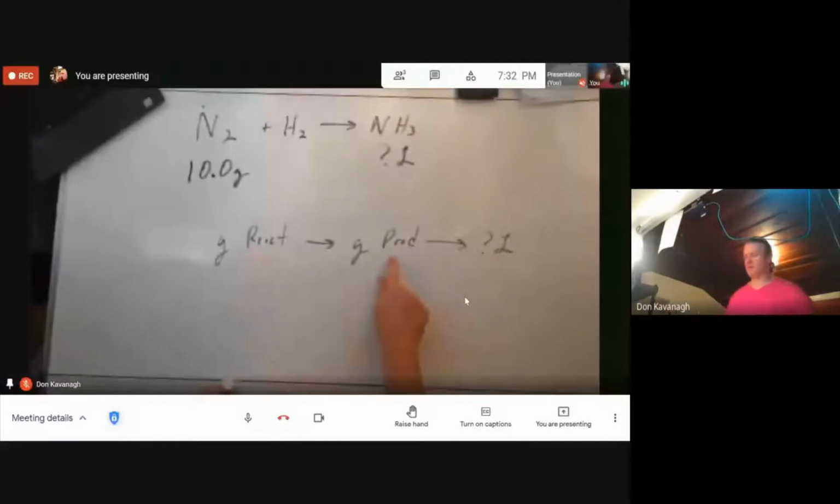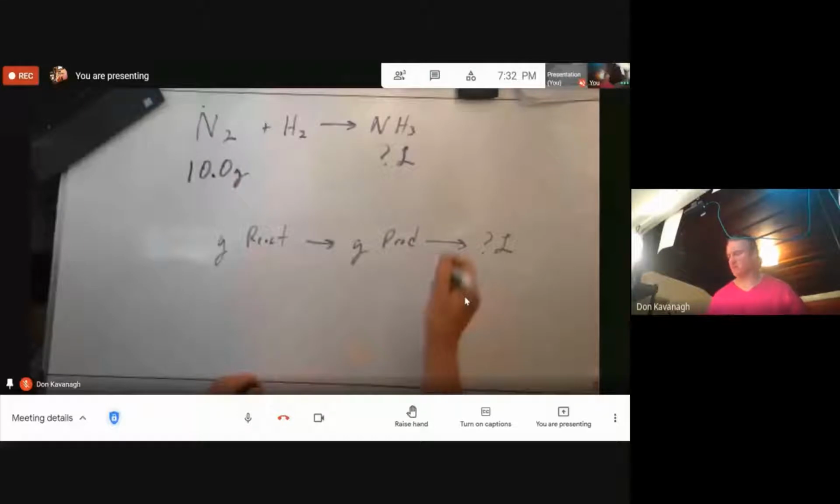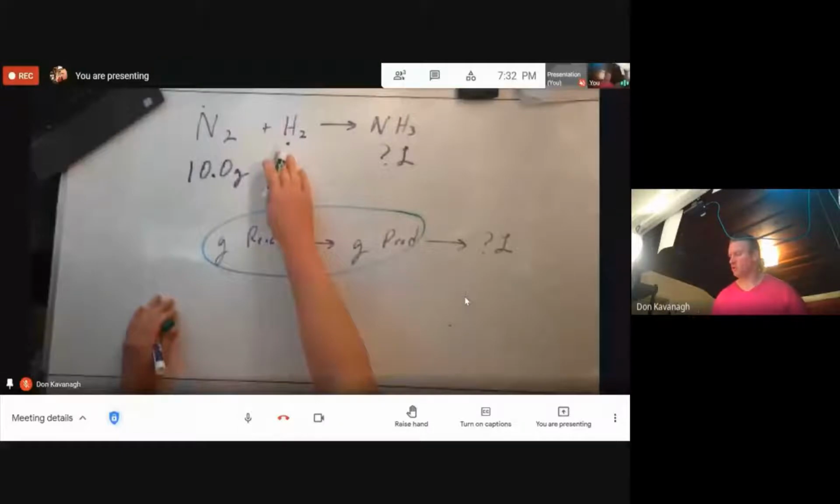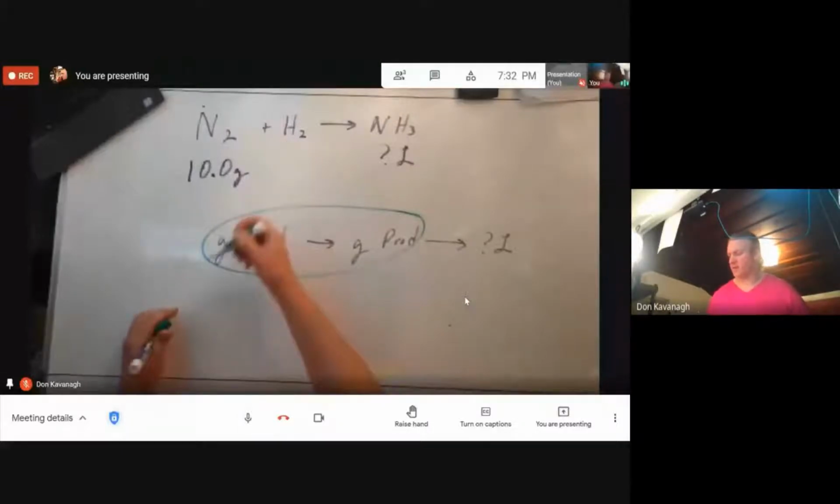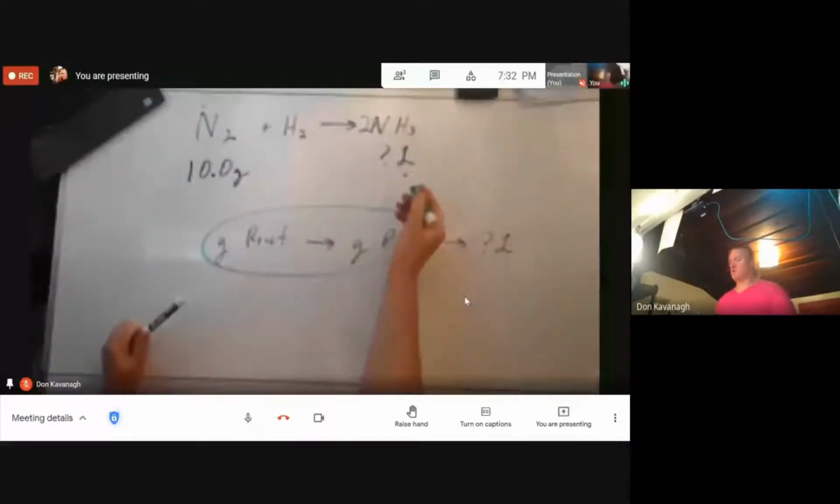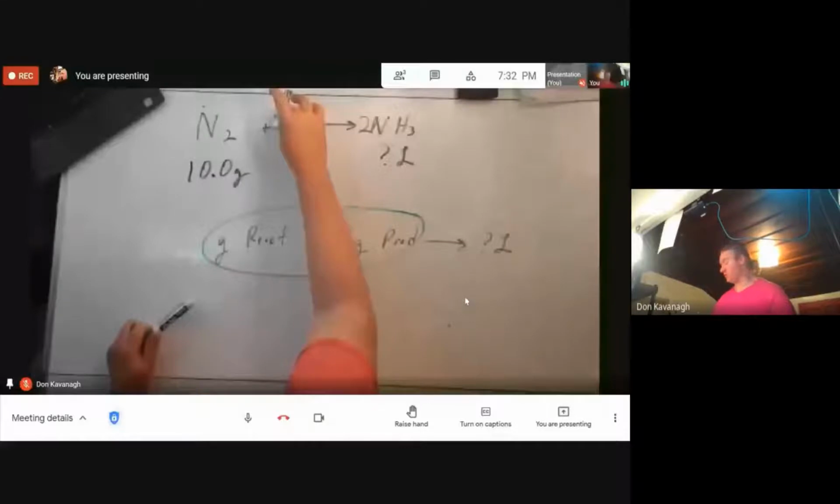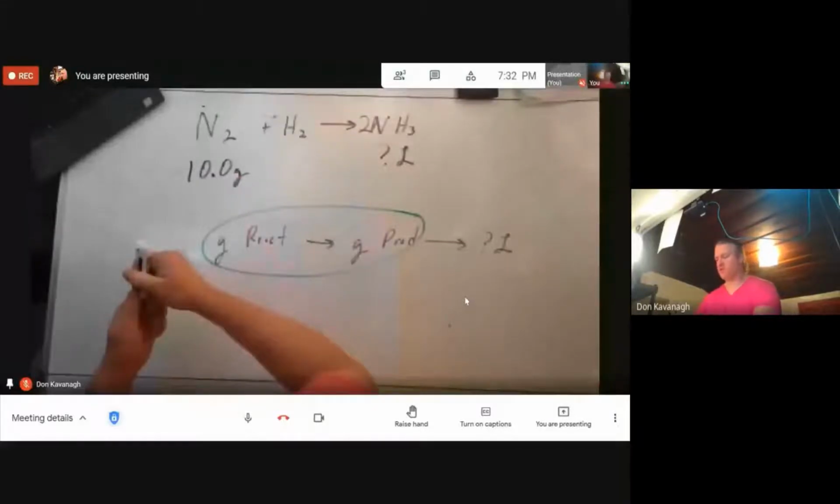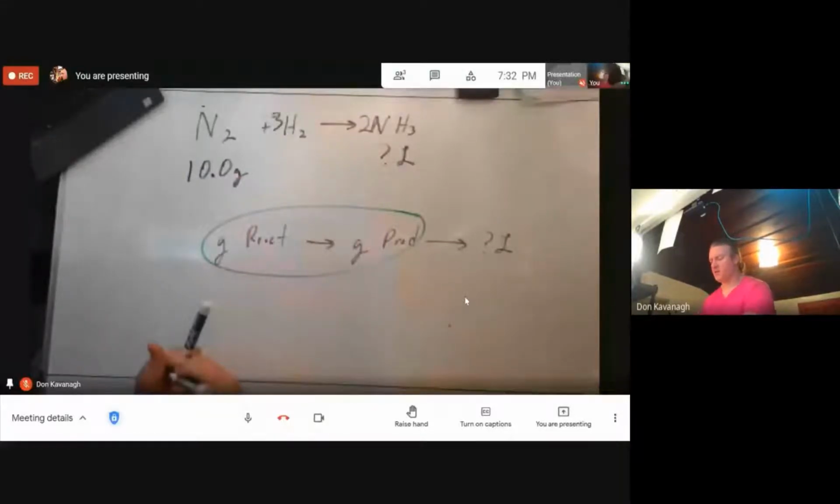So to balance this out right here, I'm going to start by balancing out my nitrogens first. I'm going to put a 2 right there, and then my nitrogens are balanced. And then if I put a 3 right here, so if I do my ledger in my head, I have 2 nitrogens on each side. I have 6 hydrogens here, 6 hydrogens here. I got a balanced chemical reaction.